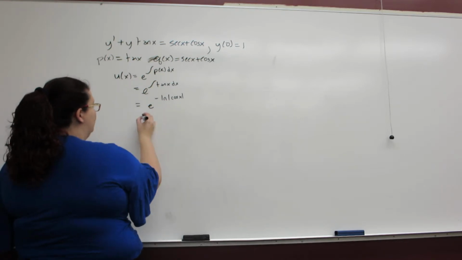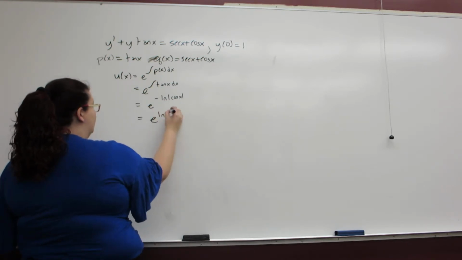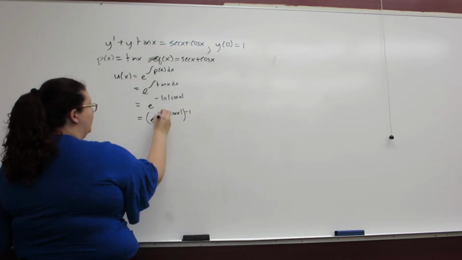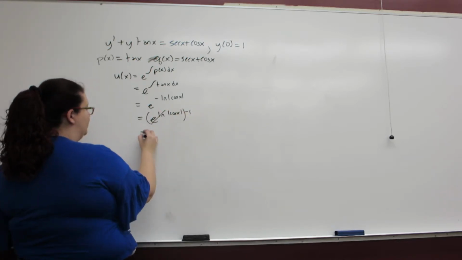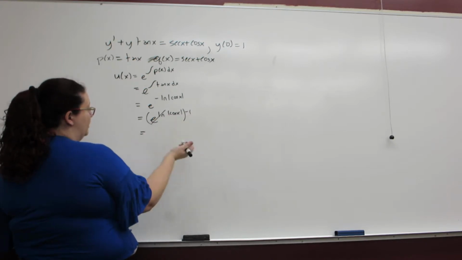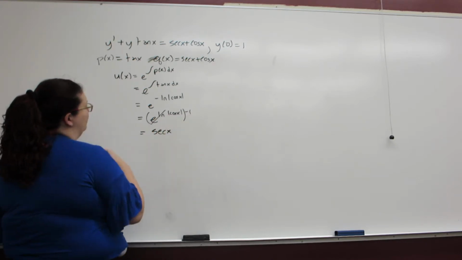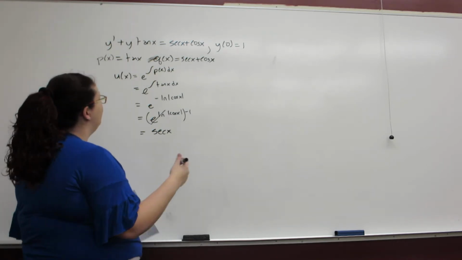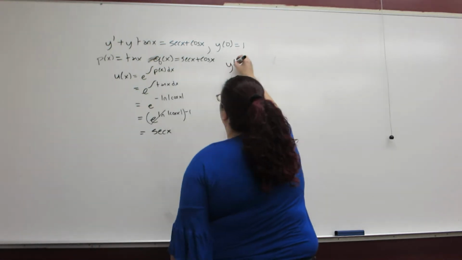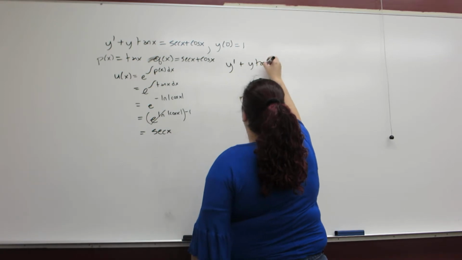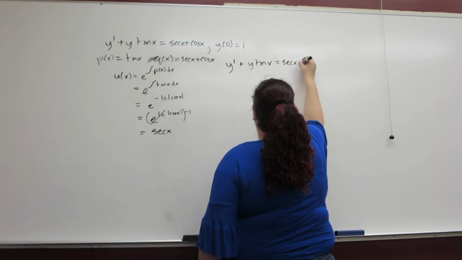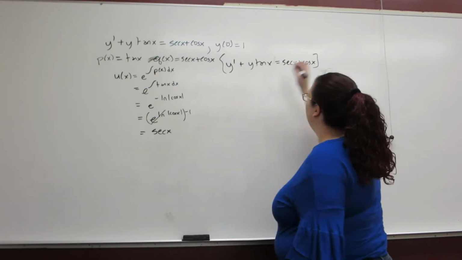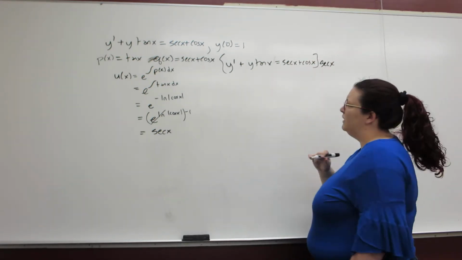Now I can simplify this. This becomes e to the ln of cosine all to the -1, and here the e and the ln cancel each other out. So I'm left with cosine to the -1, which we just prefer to write as secant. All right, so now I'm going to go back to my original differential equation. And I'm going to take the entire thing and multiply it by my integrating factor, which is secant of x.